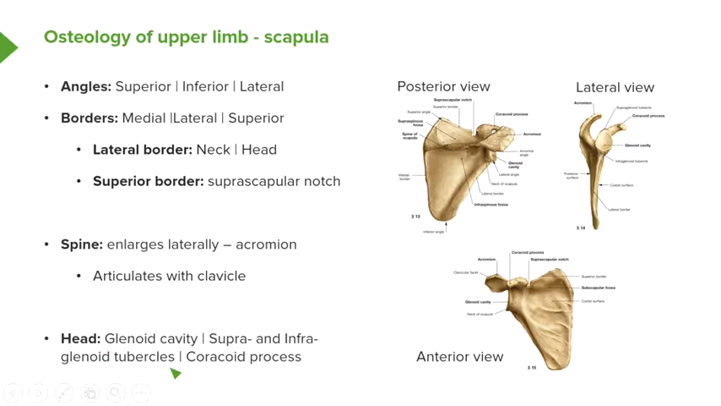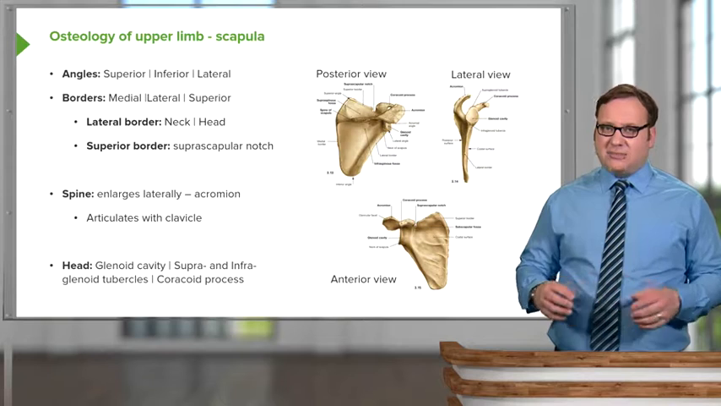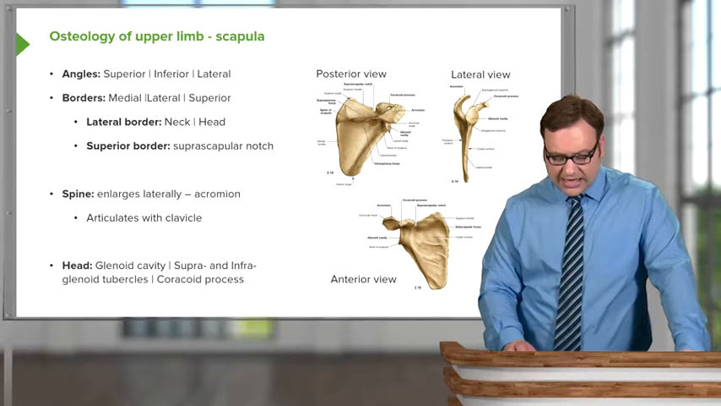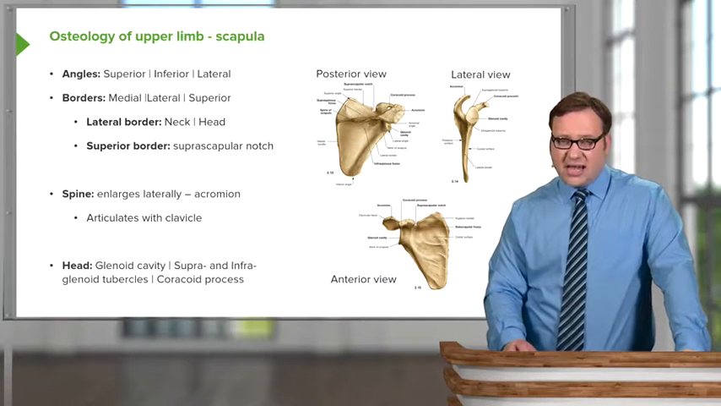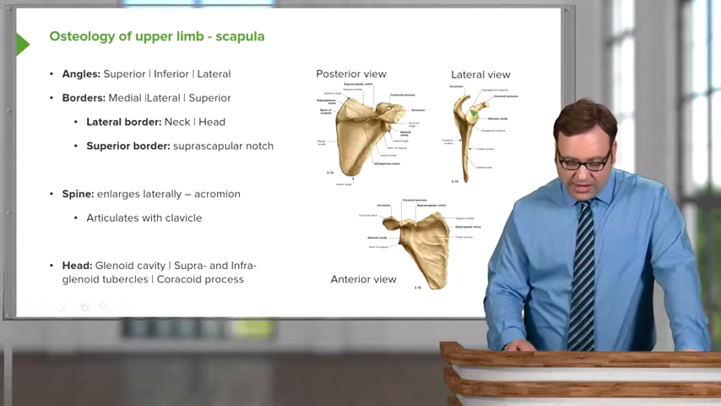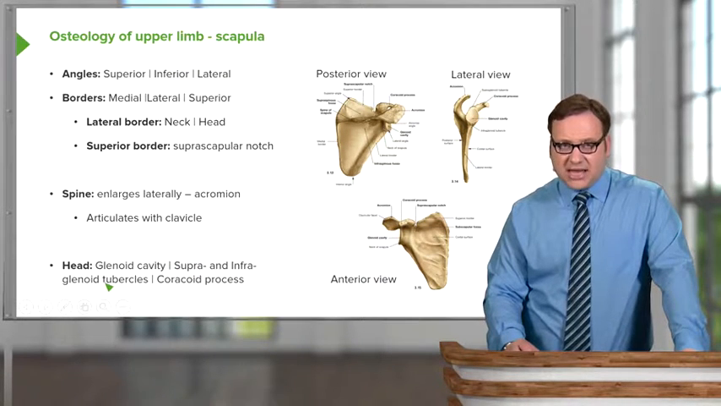If we look at the head in a bit more detail, then we've got the glenoid cavity. We can also see, if we look clearly here at this lateral view, here's the glenoid cavity. We can see we've got a supraglenoid and an infraglenoid tubercle. So these are small little elevations, little bony masses on the superior and inferior aspect of the glenoid cavity. These are important for muscle attachments, as we'll see. Both the long head of biceps and triceps attach to the supraglenoid and infraglenoid tubercles, respectively. We'll come back to these later on.